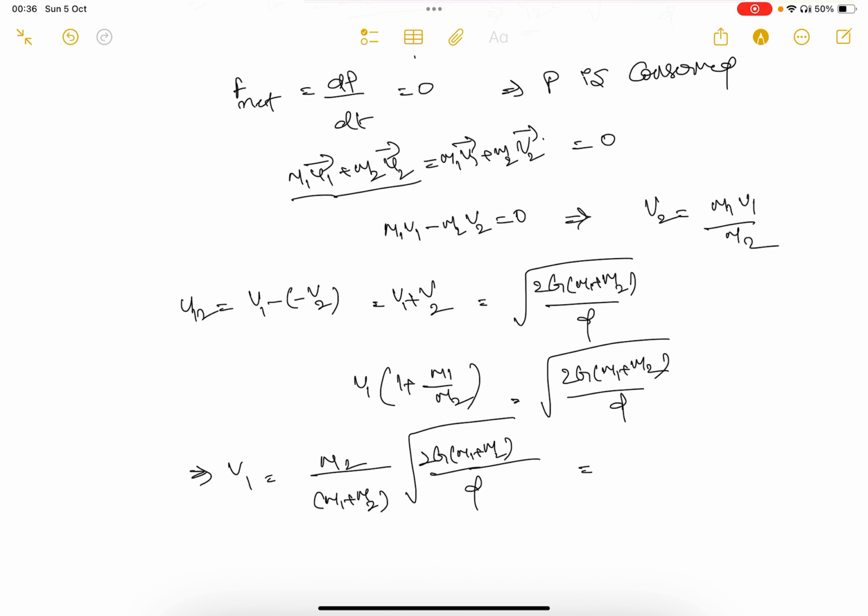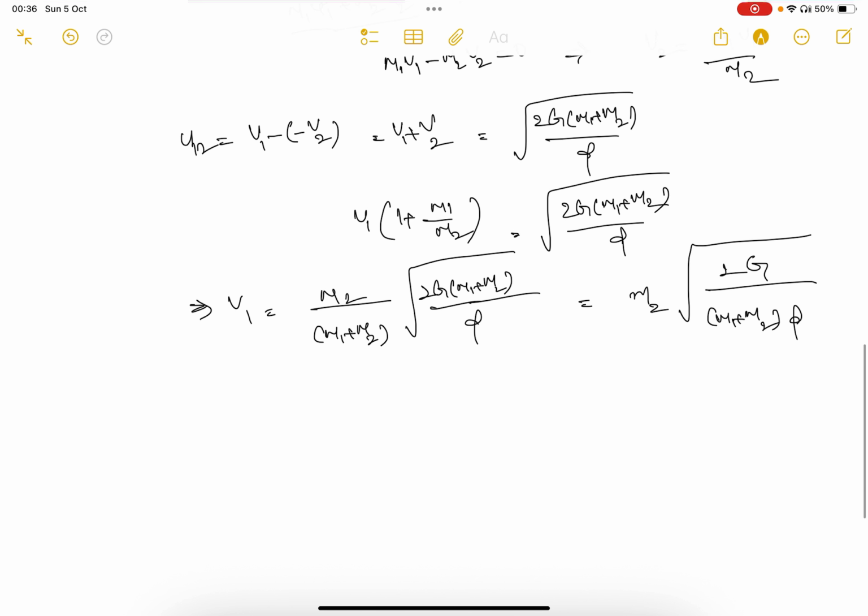So this can be written as m2 into root of 2G by m1 plus m2 into d. So finally this is the solution: v1 is m2 into root of 2G by m1 plus m2 into d.